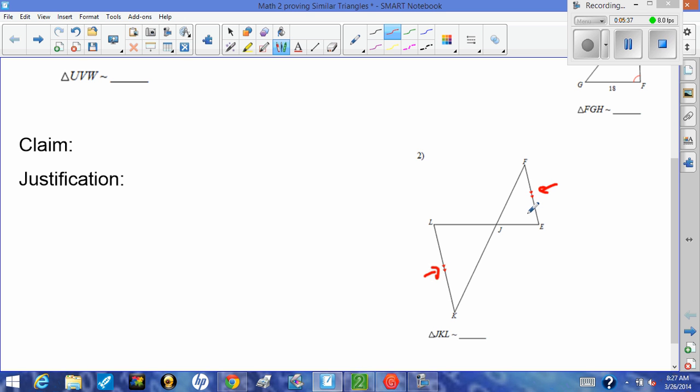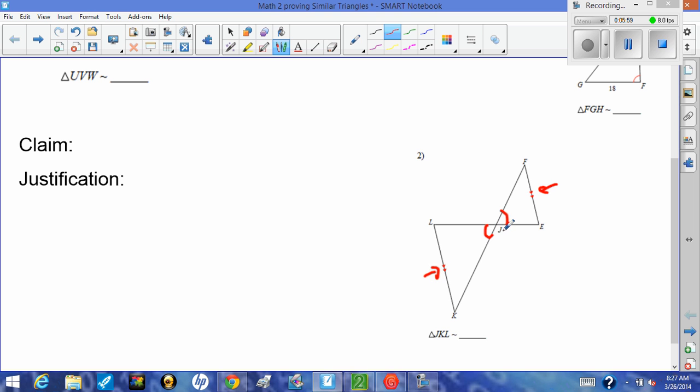So I can get rid of trying to prove these similar by using side, side, side. I can also get rid of using side, angle, side because I simply just don't have the ratios. So to prove these, we have to use angle, angle. So I need to find two consecutive angles that are congruent to their corresponding angles on the other triangle. And the first thing I noticed is I have vertical angles.